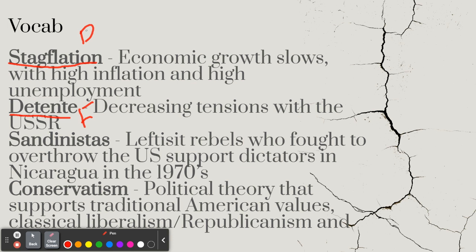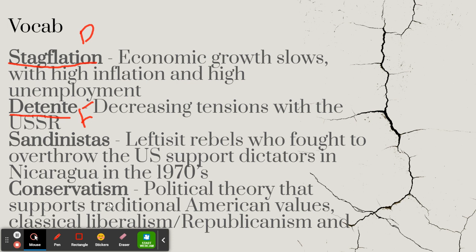Detente, we've talked about this a little bit. This is where the United States and the Soviet Union try to decrease the tension between each other and make it so that the Cold War is less hot than it had been. Remember, they still can't fight each other, but there were lots of proxy wars going on. One of those proxy wars is down here, the Sandinistas. They were fighting a U.S.-supported dictatorship in Nicaragua all throughout the 70s. That's going to be important.